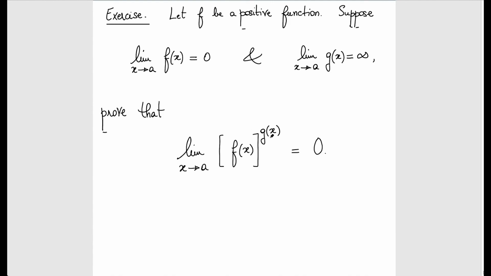And what you need to show is that this is actually a determinate form. This is equal to 0. So this limit is equal to 0. So I'll leave this as an exercise, and we'll discuss it in class. Okay? All right, so this completes this section.